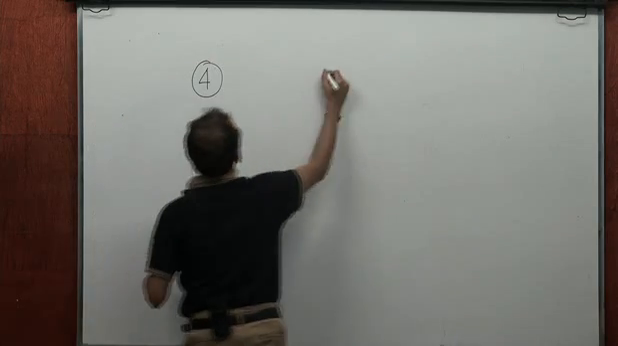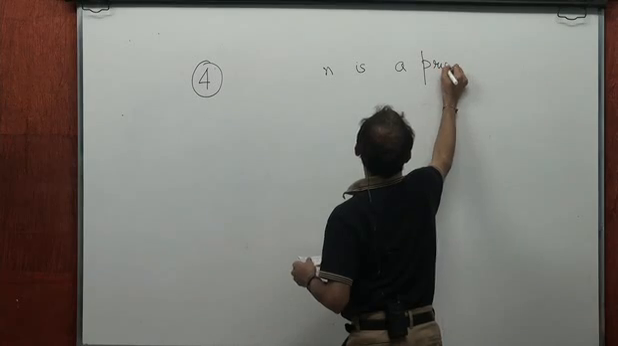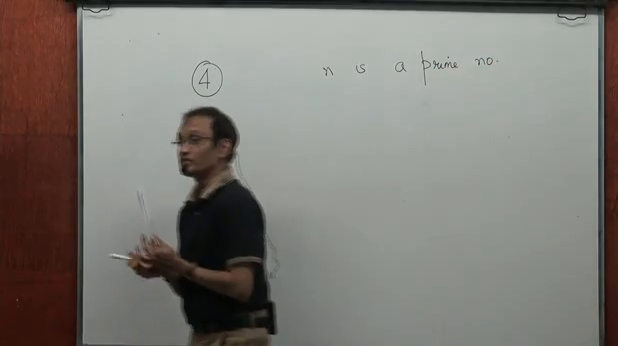Problem 4. n is a prime number. That's given in the problem. Okay.